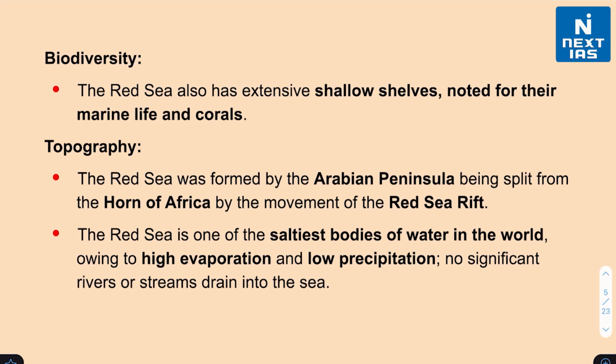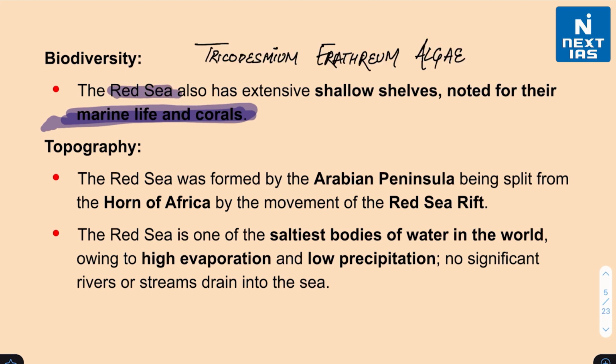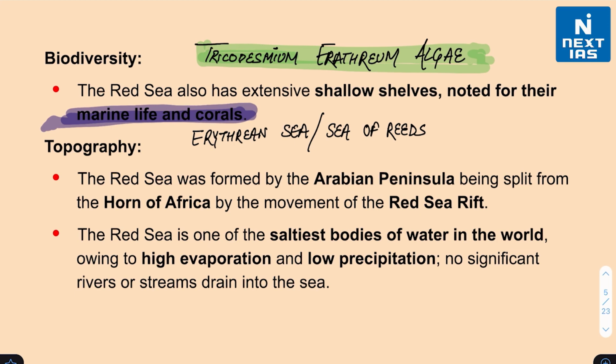Now let us move on and talk about the biodiversity of this region. The Red Sea has extensive shallow shelves that are noted for their marine life and corals. Another important point is where the name Red Sea comes from. The Red Sea is an intense blue-green sea with major blooms of algae known as Trichodesmium erythraeum, which when it dies gives the sea a reddish-brown color. Therefore, we also call the Red Sea the Erythraean Sea or the Sea of Reeds.